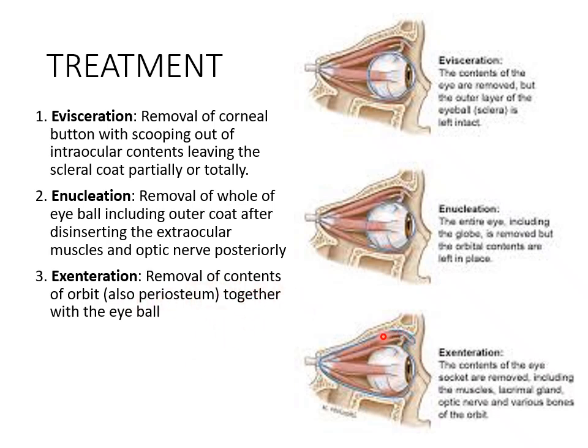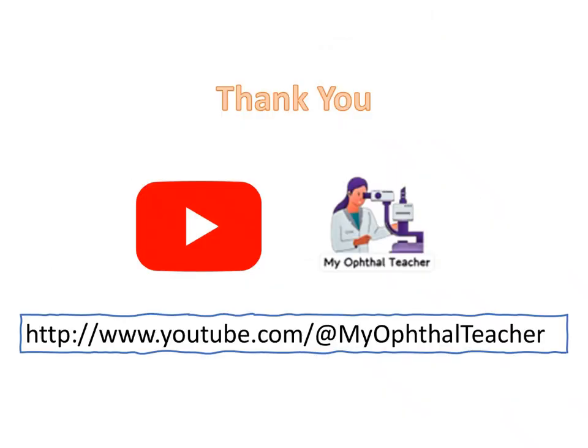You see this blue line over here? So all of this is removed along with the eyeball, of course, right? So that is the exenteration. That is, the contents of the entire socket are removed: the muscles, the gland, optic nerve, bones, periosteum, all of this is removed. That's exenteration. So it is important to remember the differences among the three and the indications.